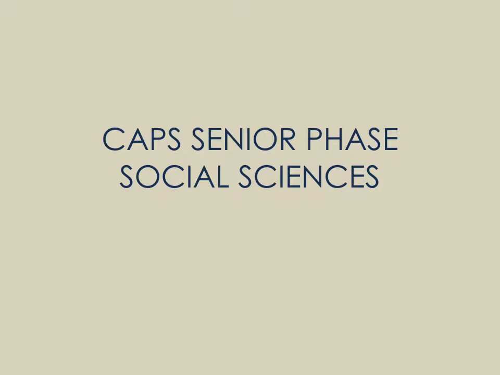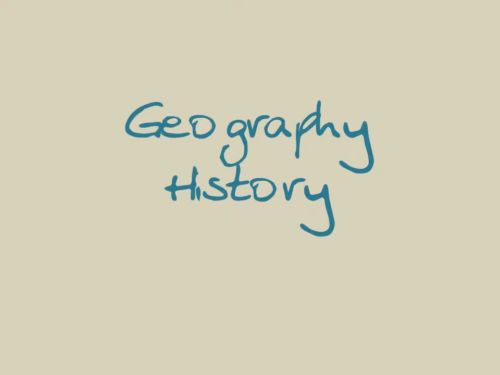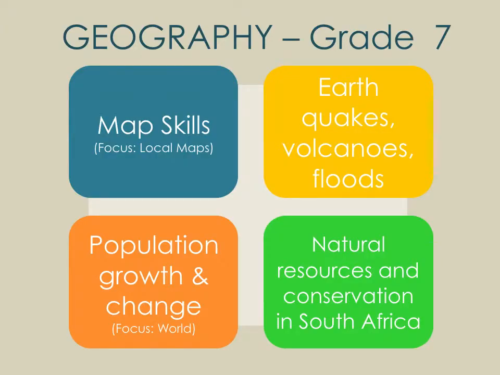The aim of this short presentation is to give teachers a clear understanding of what the basic requirements are for senior phase social sciences. The first thing that's important to remember is that social sciences takes place over 3 hours per week. And of course, this time is split equally between geography and history.